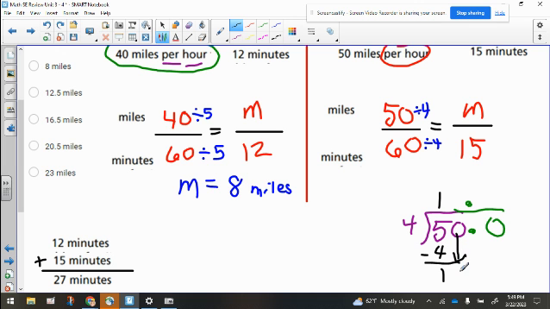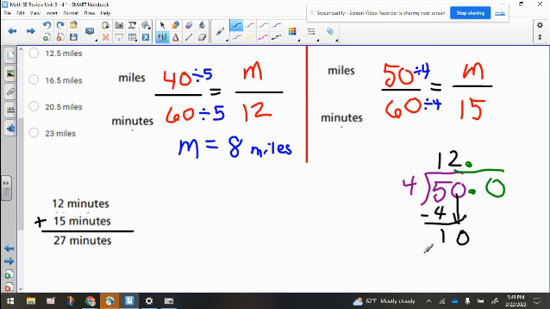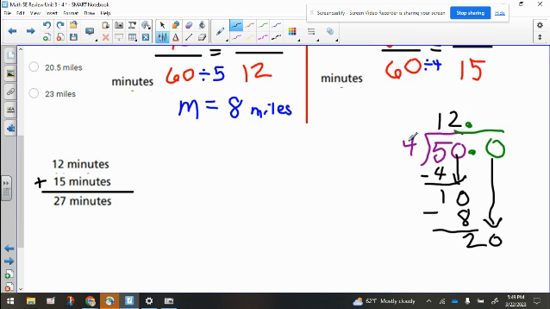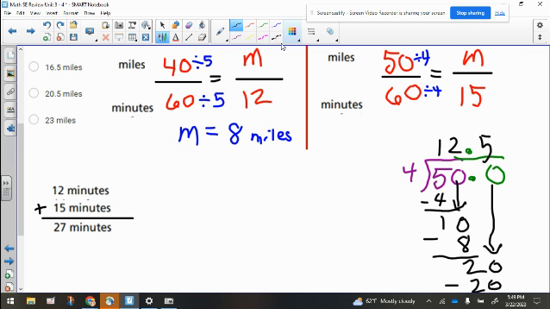Bring down the 0. 4 goes into that twice. 4 times 2 gives us 8. Subtract, and we get 2. Bring down the 0 that we added, and it will terminate. 4 does go into 20 5 times, and it works out evenly. So we know that up here we got m equals 12 and a half, or 12 and 5/10 miles, as our answer there.